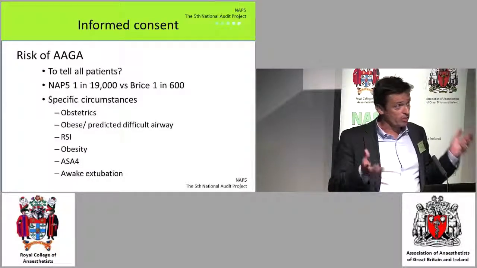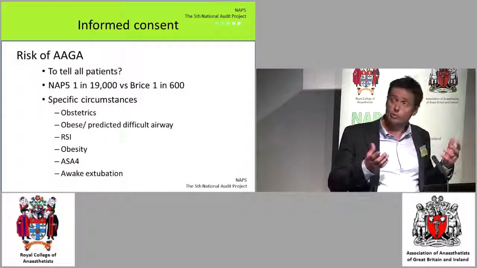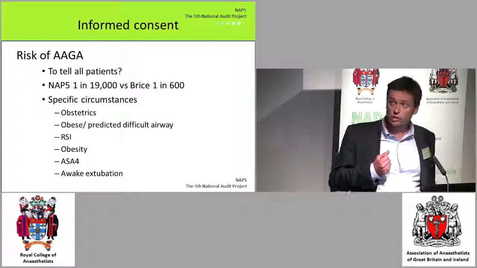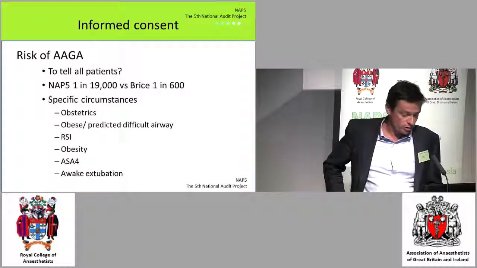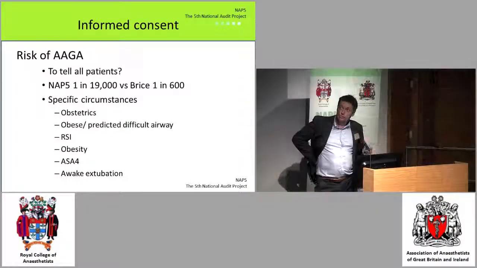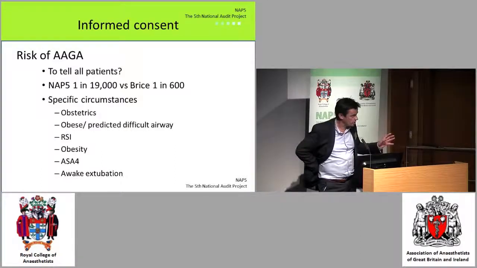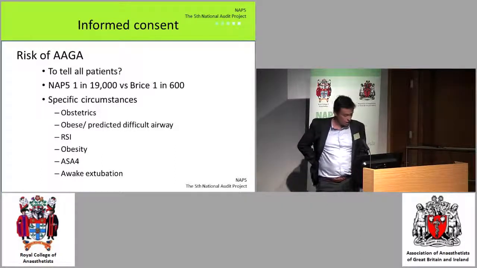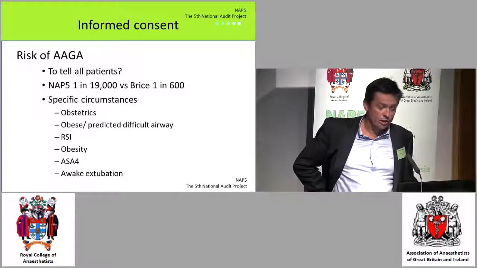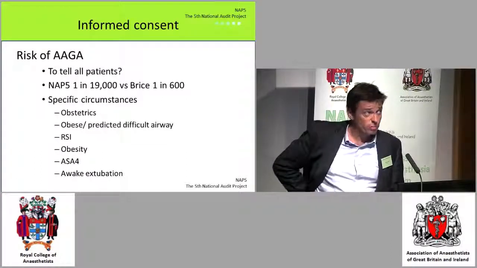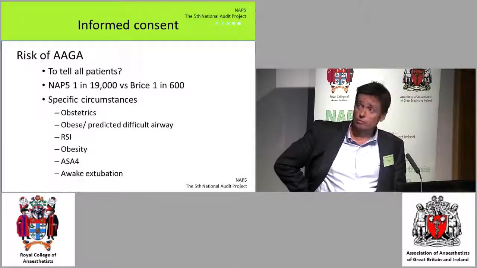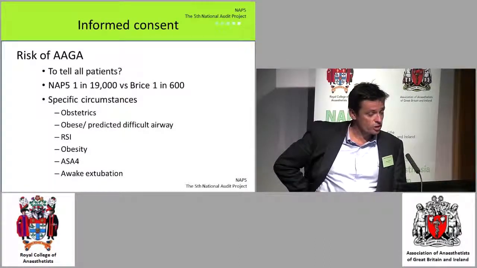But I'm not comfortable with people being dogmatic and saying it is 1 in 600, or it is 1 in 19,000. People have to judge for themselves; I'm not going to tell you what to say. There are specific circumstances where we know the risk is significantly higher, whichever papers you look at, however you consider NAP5: obstetrics, the obese, predicted difficult airways, and all those listed below. So perhaps those are patients where an individual discussion before anaesthesia should take place.